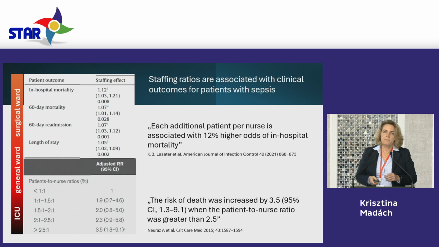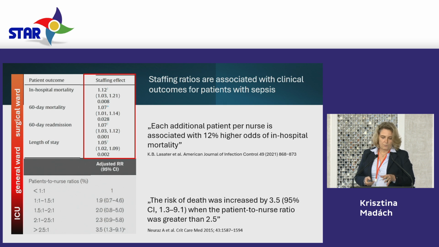The next step: be quick and be there by the bedside. And for that, staffing problems are crucial. What about the staffing in our hospitals? Have a look first at the general ward, surgical ward. Each additional patient per nurse is associated with 12% higher odds of in-hospital mortality in sepsis. They simply don't get there in time.